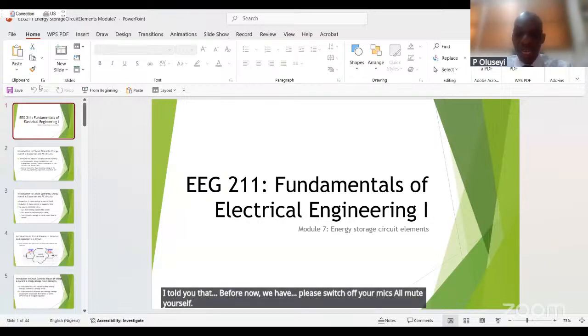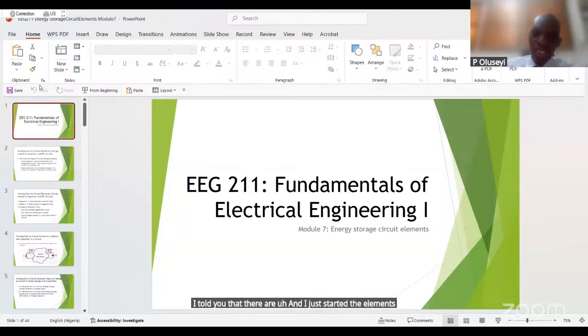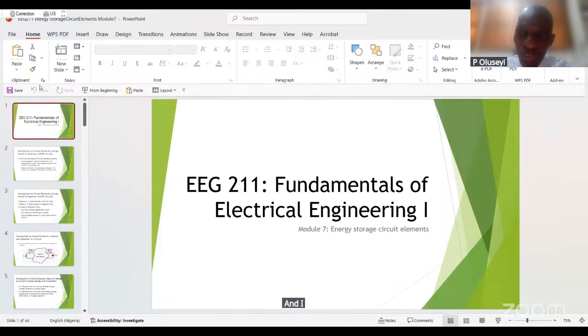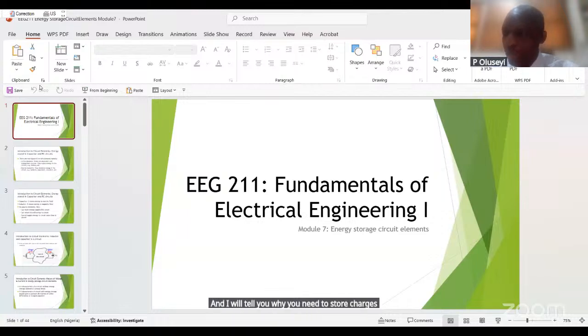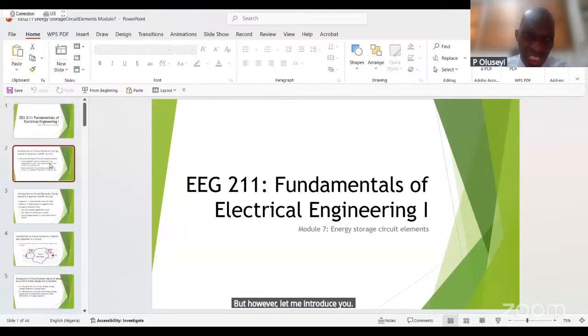I told you that there are energy storage elements in electric circuits, and their responsibility is to store charges and to give out charges when it is needed. I will tell you why you need to store charges and why you need to give them out. But however, let me introduce you to the energy storage element.